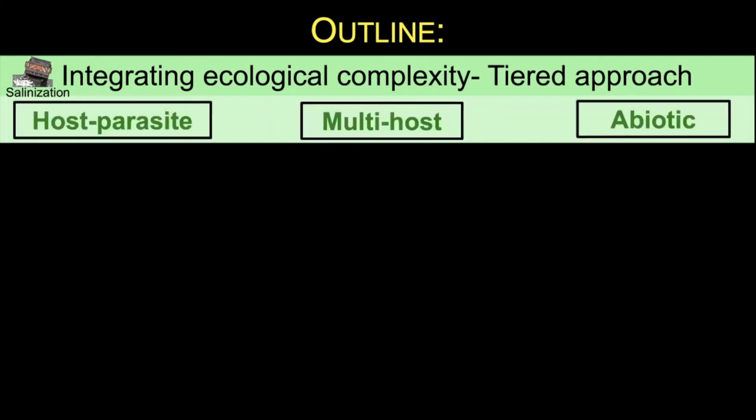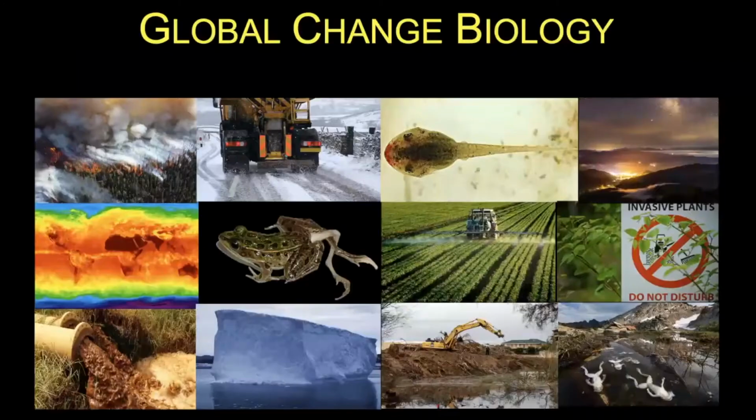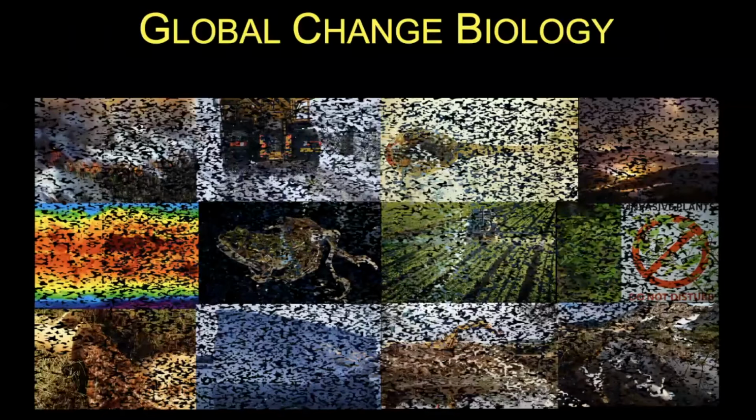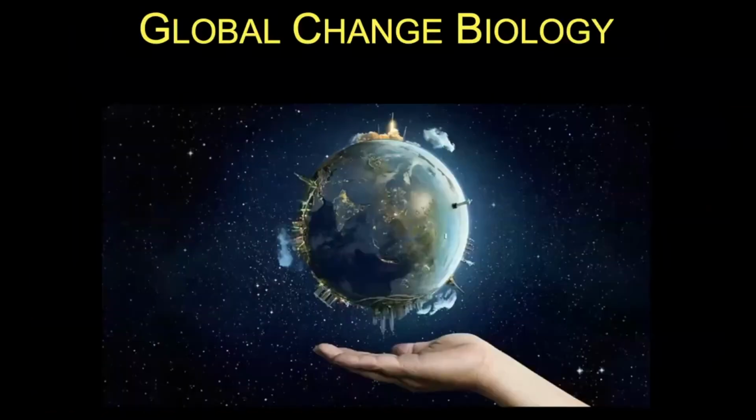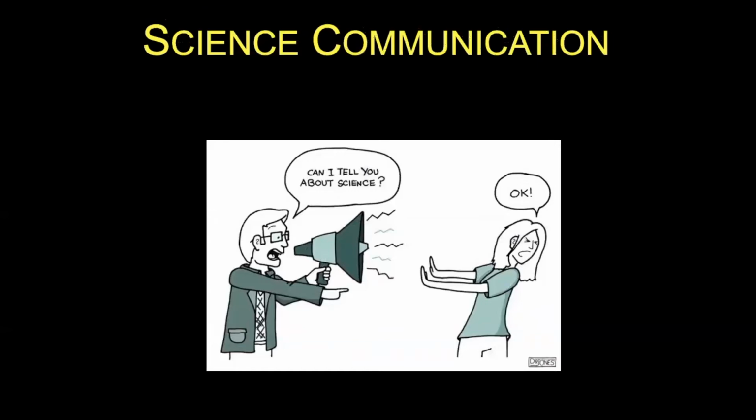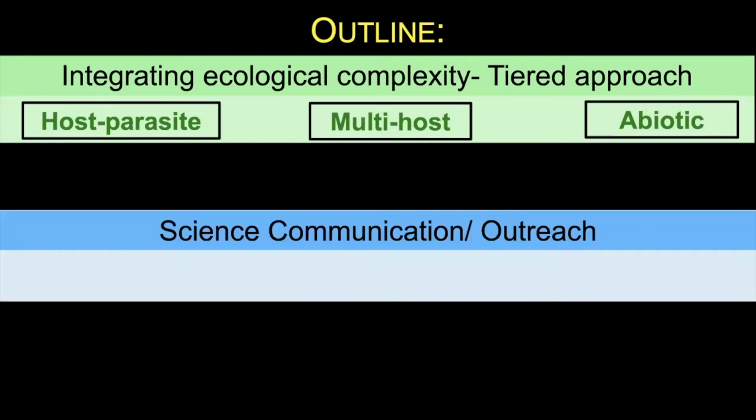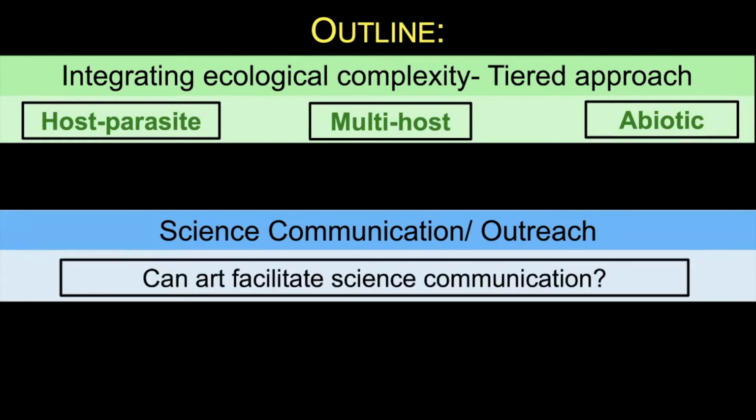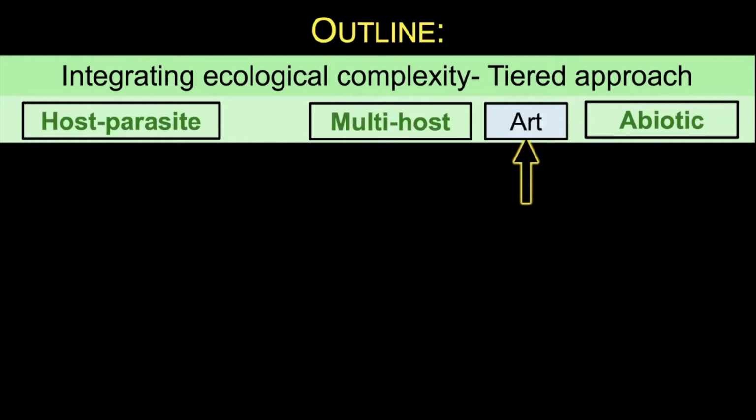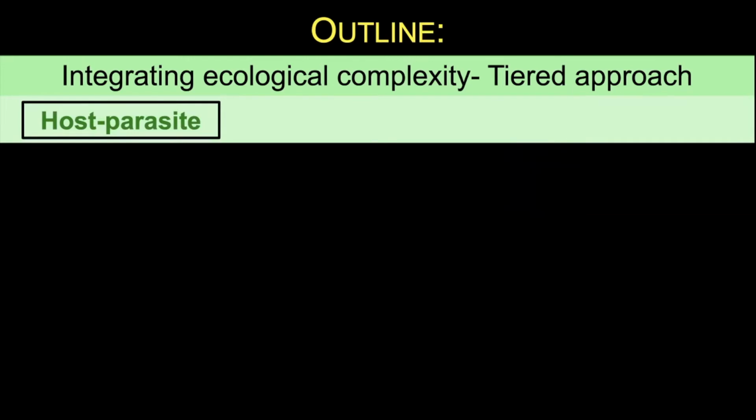In addition to this theme of integrating ecological complexity, we know that global change biology is a topic that is intimately linked with human society. And so it's important to me and also members of my lab that we find ways of more effectively communicating our science to broader audiences. So in addition to the ecological research, I'll be telling you all about some of our research in science communication and outreach, specifically how we have used art to facilitate science communication when it comes to our community science initiatives. And for reference, this portion of the talk will fall in between or right after the multi-host portion of the ecology section. So this is the outline for today, and I'm going to jump right into talking about this research.